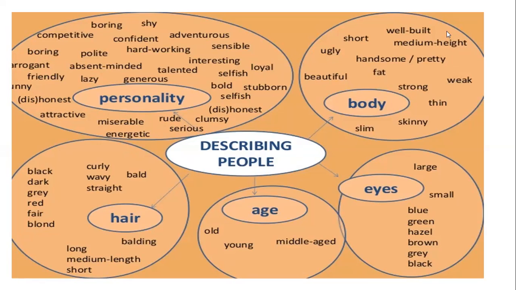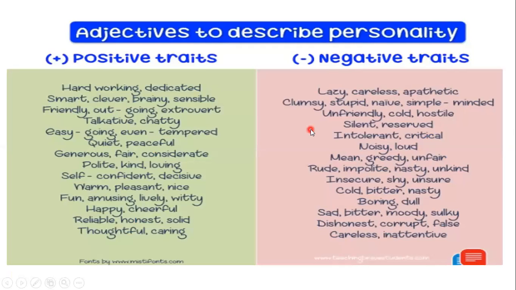The body, ya no vamos a repetir la del cuerpo porque ya la vimos, ¿verdad? Ya. Luego vamos a ver hair, también ya lo vimos. Age, también ya lo vimos. All young, middle age. Eyes, tenemos large eyes, small eyes, blue eyes, green eyes, hazel, almendrado, ¿verdad? Brown, café, gray, black. Y también con el cabello, ¿verdad? Ya vimos. Black, dark, gray, red, fair, blonde, curly, wavy, straight, bold, long, etc. So, I'm going to send you this presentation for you to look for more vocabulary. Le voy a compartir esta presentación para que puedan ustedes continuar practicando este vocabulario.